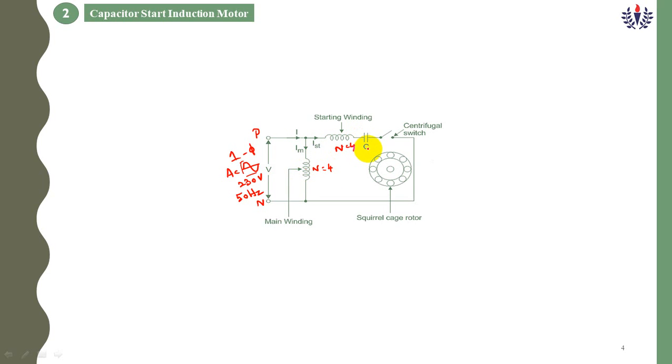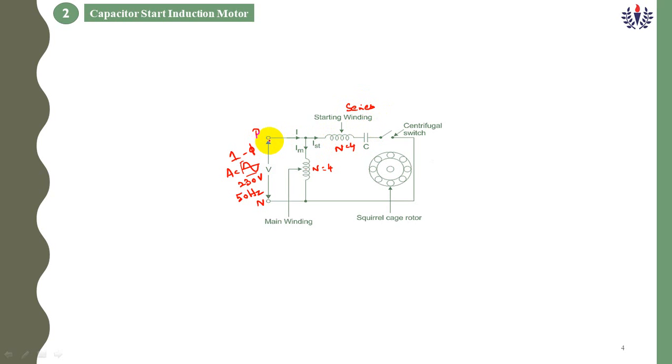Now we have to take an electrolytic capacitor, the notation is C. This electrolytic capacitor is connected in series with the starting winding. In a series connection, you know, the voltage is different, but the current is the same.